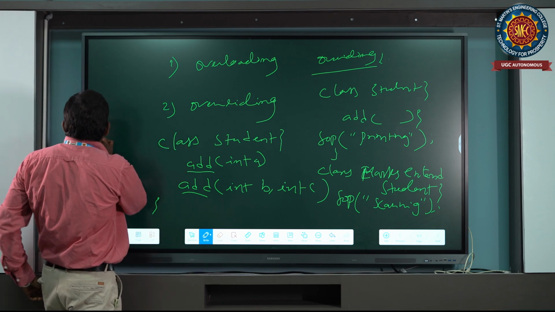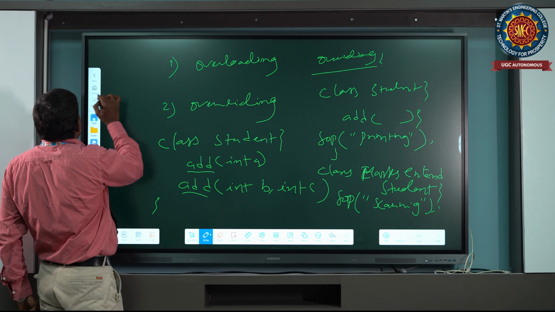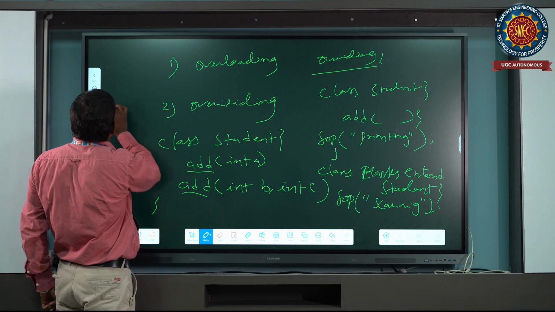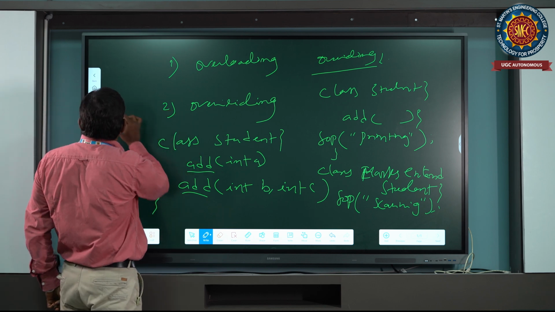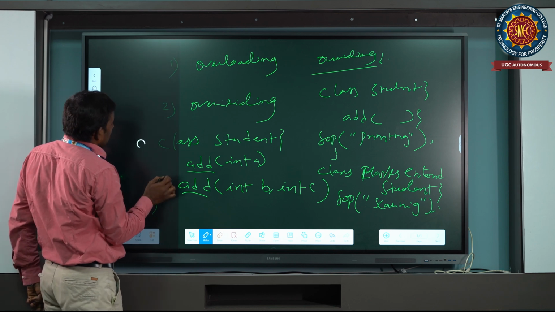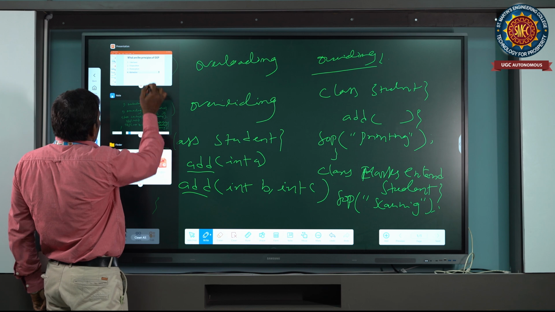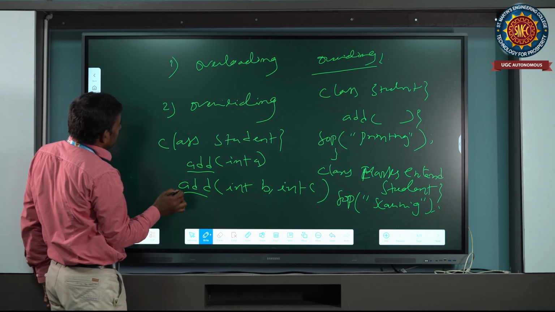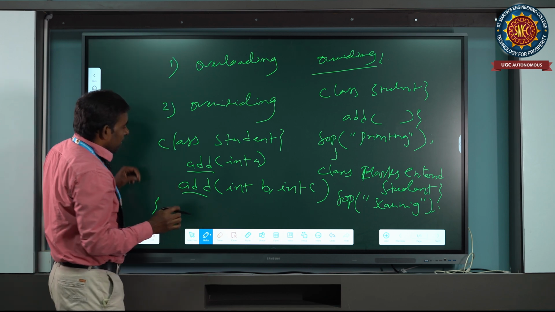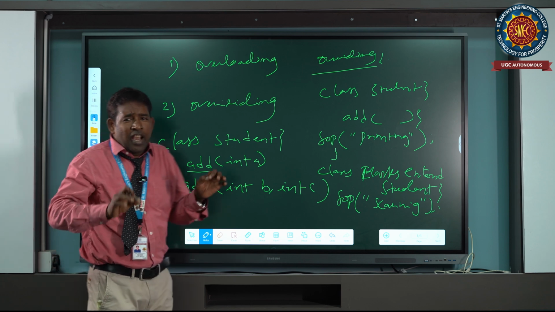The last one is abstraction. What is abstraction? Hide the data. How can we use abstraction? By an abstract class and interface only.